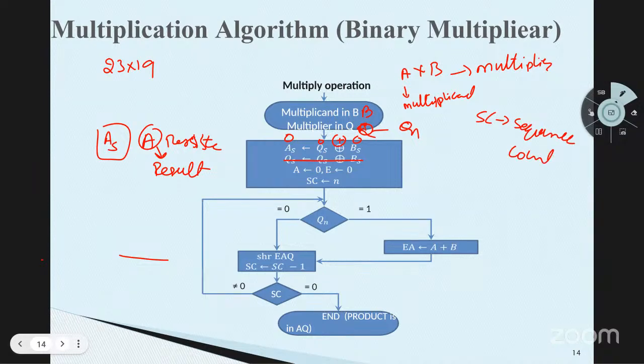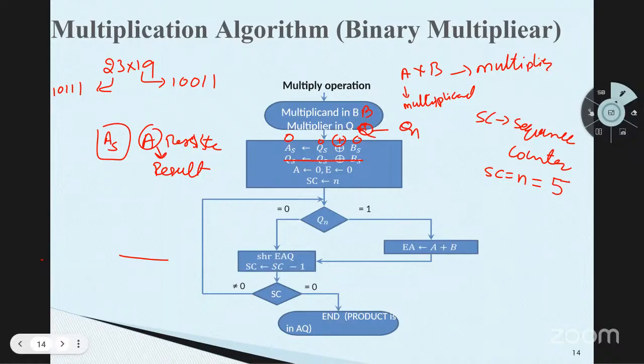S to C. S to C is sequence counter. This sequence counter value SC is equal to N, deciding the number of bits in the multiplier. How many bits in the multiplier? Multiplier lo any bits unnai? So the multiplier is 19 and this one is 23. How many bits in the multiplier? Count cheyanamma, any bits unnai? 5 bits.